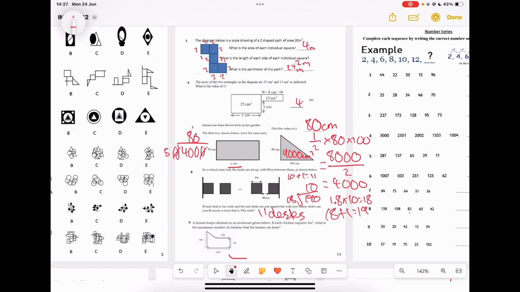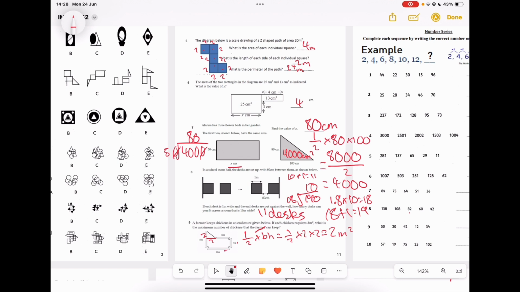Okay, next, 9. A farmer keeps chickens in an enclosure given below. If each chicken requires 3 meters squared, what is the maximum number of chickens that the farmer can keep? So first we have to find the area. So what we can take here is 2 meters here and 2 meters here. So it's going to be half base times height, half times 2 times 2. So 2 times 2 is 4, and 4 times half, 0.5, is going to be 2. So that is going to be an area of 2 meters squared.